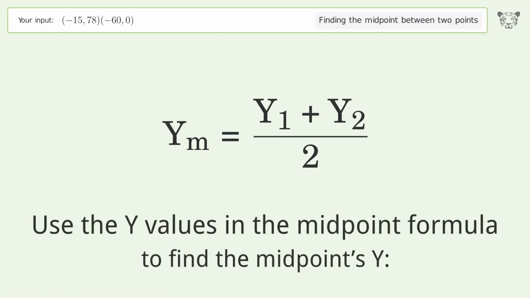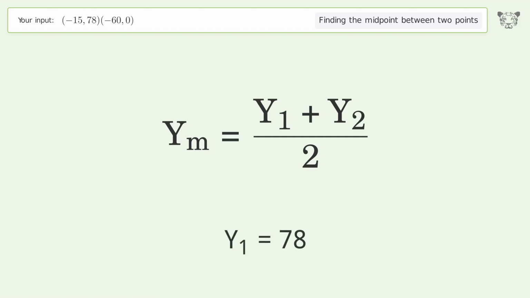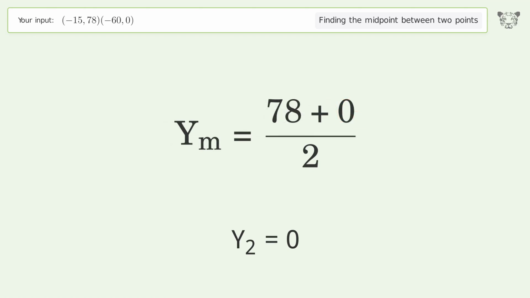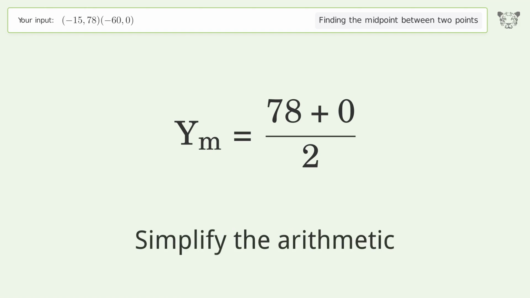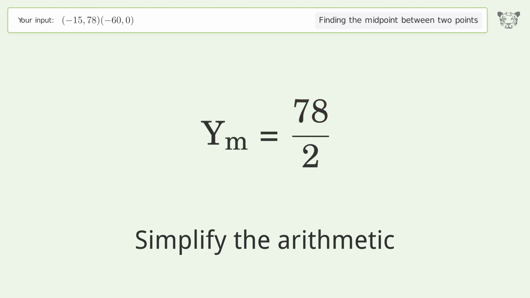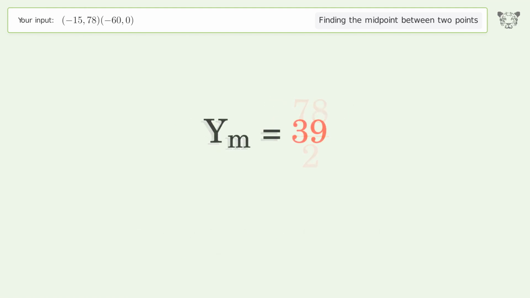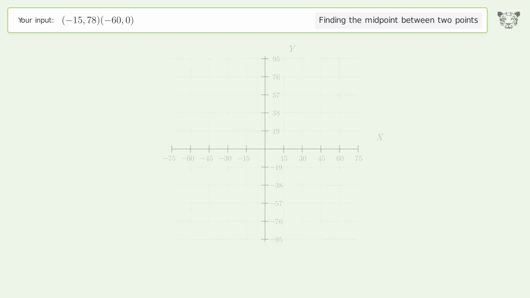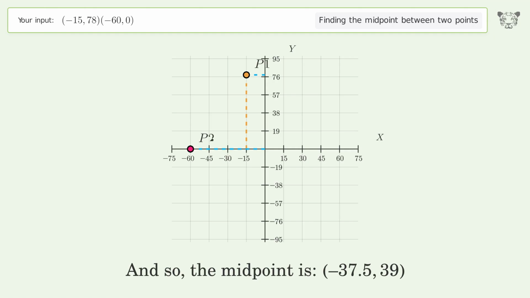Use the y values in the midpoint formula to find the midpoint's y. y1 equals 78. y2 equals 0. Simplify the arithmetic. And so, the midpoint is, negative 37.5, 39.